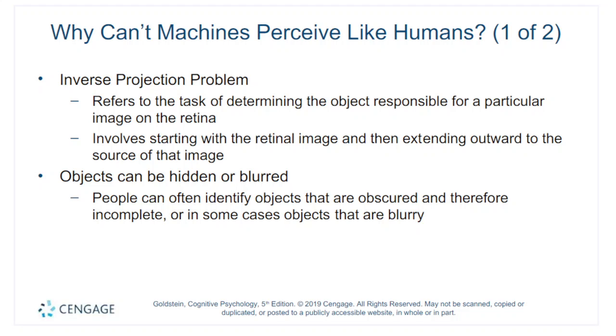So, first off, there is the inverse projection problem. The inverse projection problem refers to the task of determining the object responsible for a particular image on the retina.